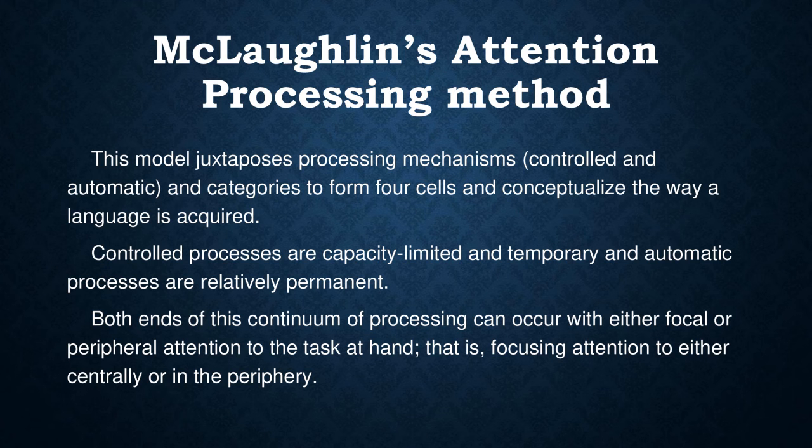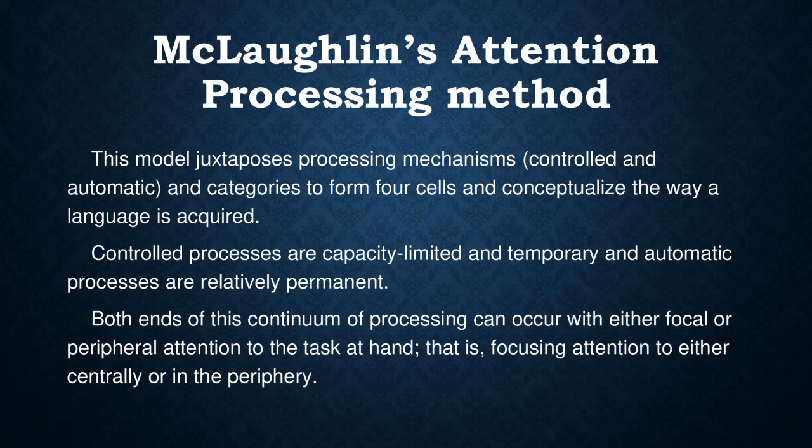Now let us analyze McLaughlin's attention processing model. In this model, we rule out the conscious continuum in constructing a viable theory of SLA, and we do not hold child first language acquisition up as the ideal model of language acquisition. This model juxtaposes processing mechanisms, controlled and automatic, and categories of attention to form four cells that we discuss in a table in the next slide.